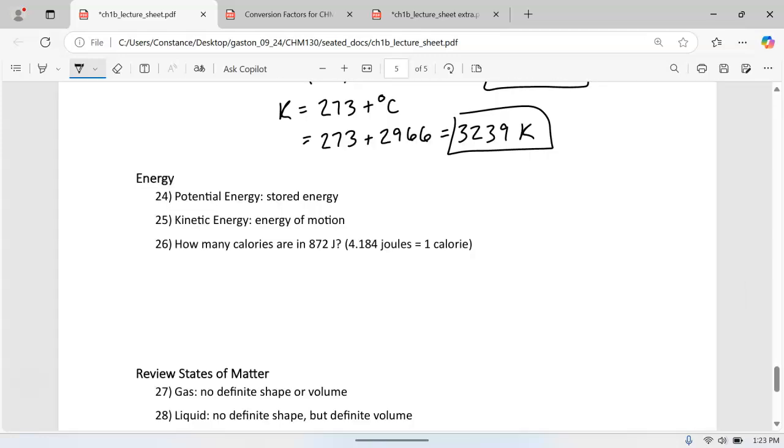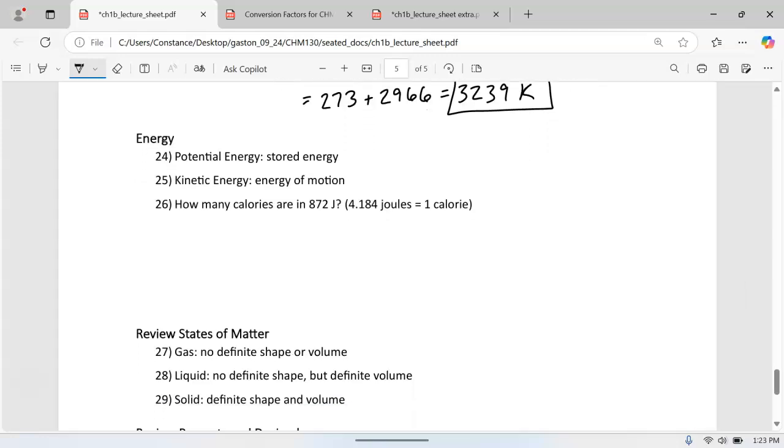All right, last section, energy. Just review potential and kinetic energy. Remember that potential is stored energy and kinetic is the energy of motion. The one type of calculation we'll get in the energy section is how many calories are there in so many joules, or it could be reversed, how many joules are there in so many calories. So you have the equality here. Remember, this is your conversion factor. This will be given to you on tests, so you don't have to memorize it.